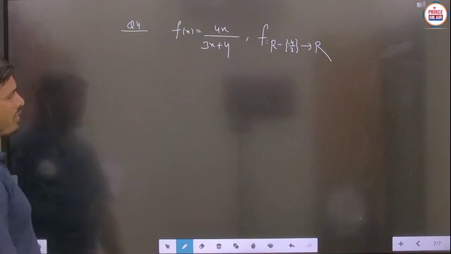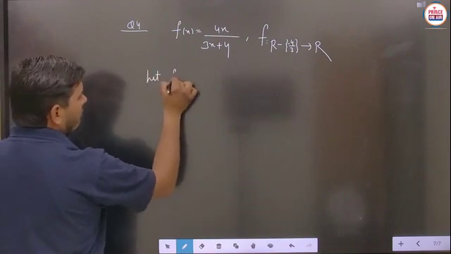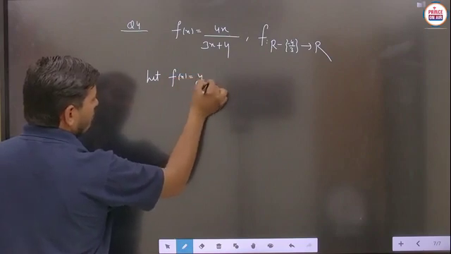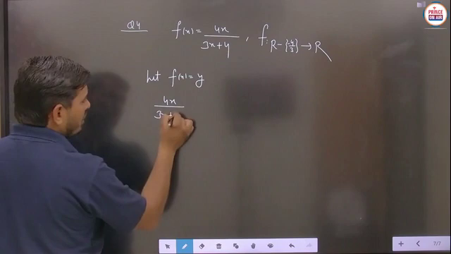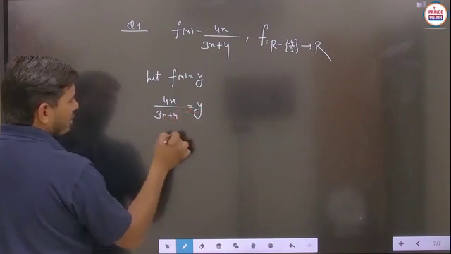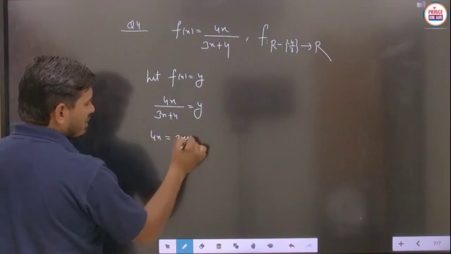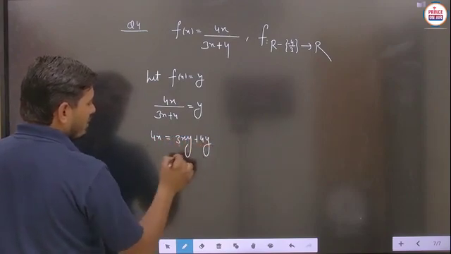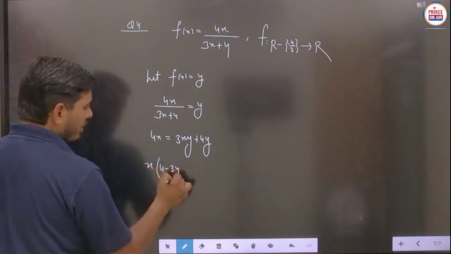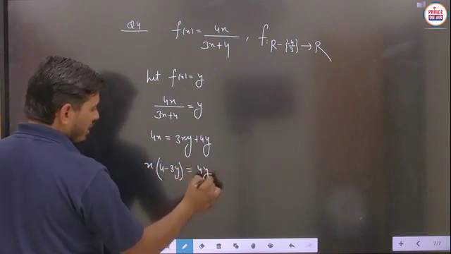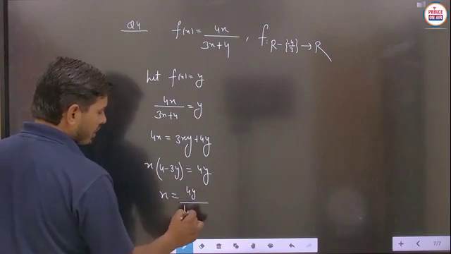No problem, student. First of all, let f(x) equal y. Then this is 4x upon 3x plus 4 equals y. Then we just have to do the cross multiplication. Then 4x equals 3xy plus 4y. Now you can take x as common. Then it will be x(4 minus 3y) equals 4y, and you will get the value of x as 4y upon 4 minus 3y.